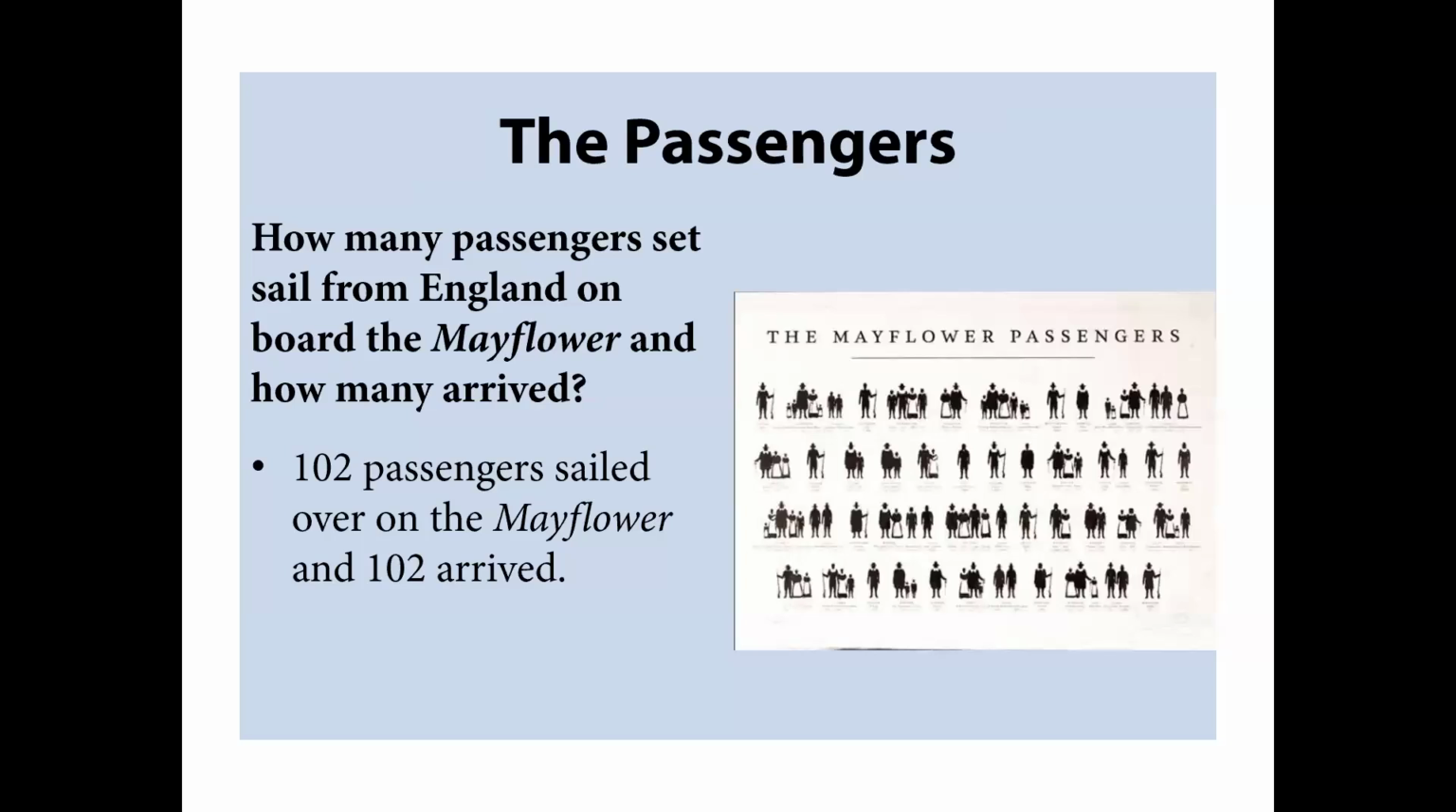So as I mentioned, there were 102 passengers that had sailed on the Mayflower, and 102 arrived. This is actually a depiction of just some of the different families. We did this graphic up when we were commemorating the 400th anniversary of the Mayflower, giving you an idea of some of the families or individuals that would have accompanied on this journey.